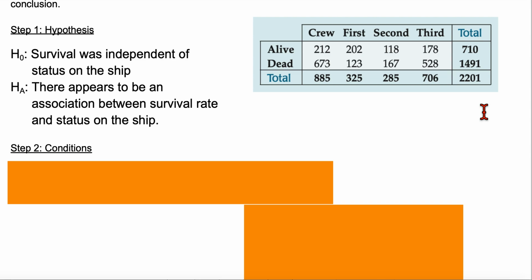Because remember the goal of randomization. The goal of randomization is that we randomize so that we can take a sample that's representative of the entire population. In this prompt, we have the entire population. So we do not need to check for randomness. The second condition is the expected counts have to be greater than or equal to 5. Well, how do we find our expected counts? Let's go to our graphing calculator.